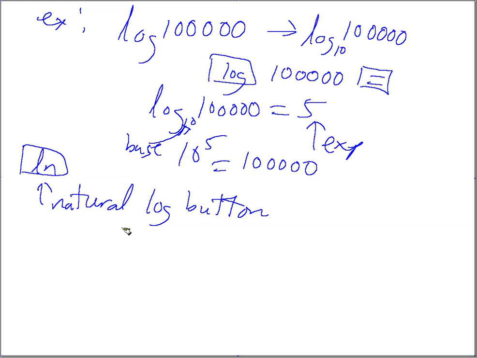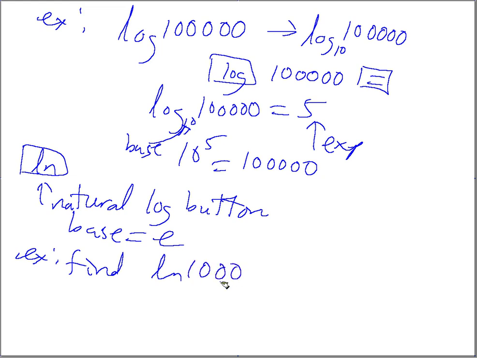And what's the base of that? The base is that number we mentioned some time ago, the irrational number e. In other words, if I want you to find ln of, let's say, 1,000, it's not going to give you 3 like the log button, because that base is 10. 10 cubed is 1,000, but not natural log. The base is e this time. This will give you a decimal number on your calculator.